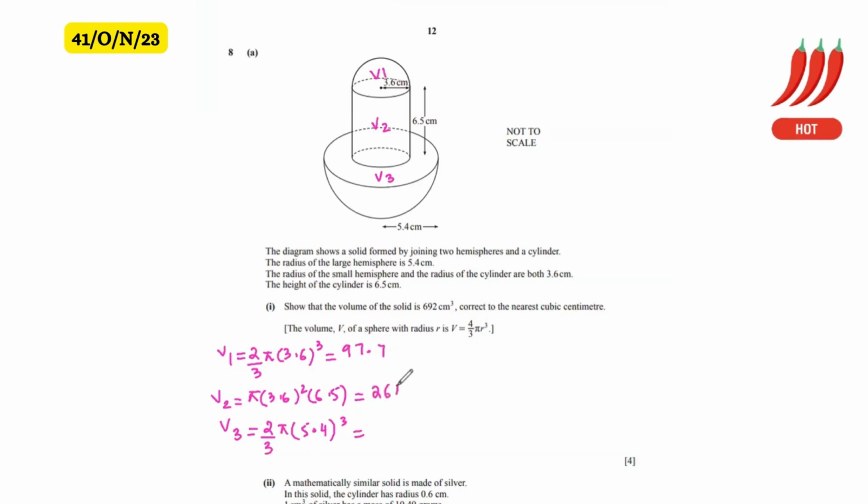This is 264.6. That's 329.7. So centimeter cube for all three. So now the total volume will be the sum of these three. 97.7 plus 264.6 plus 329.7. That's going to give us 692 centimeter cube, as shown in the question.